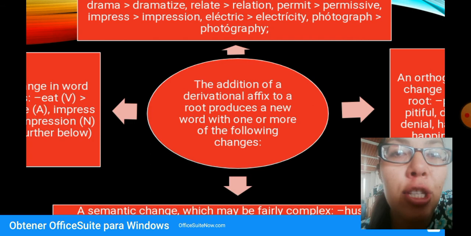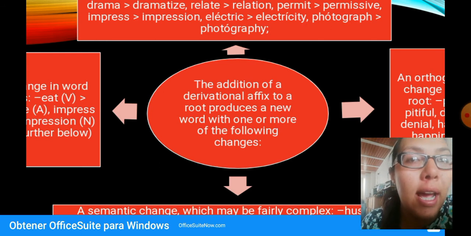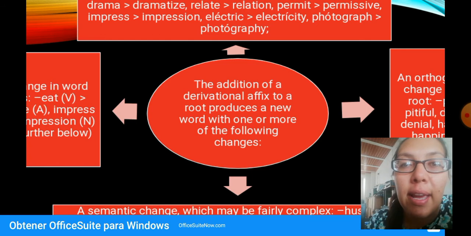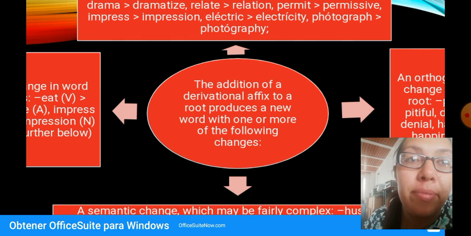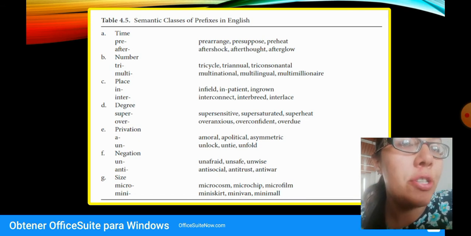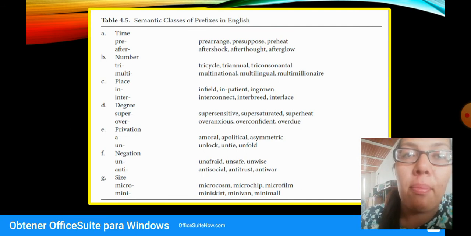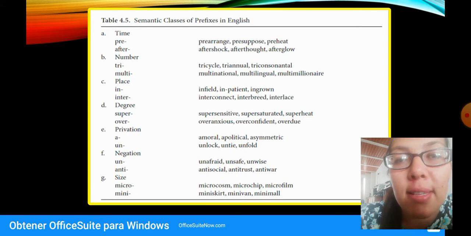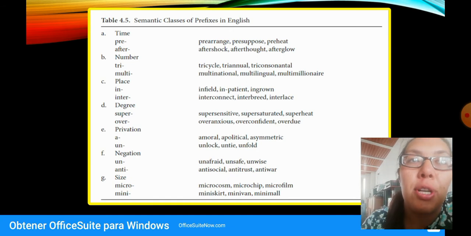And the last change is the root change. For example, when we have a verb and we add a suffix, they combine or express, for example, a verb. Here we find different classes of prefix in English that are important. For example, for time, number, place, degree, privation, negation, and size. Each one has different functions, but each one makes new words.